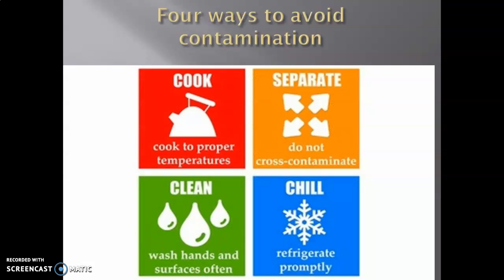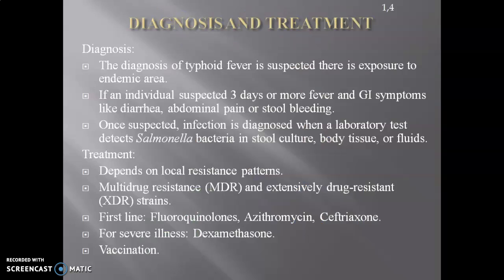Here are the 4 ways that avoid contamination. First is cook. Cook the food to the appropriate temperatures. Don't overcook the food. Next is separate. Do not cross-contaminate. Third is clean. Wash hands and surfaces often to minimize the germ content. Last is chill. Refrigerate promptly.